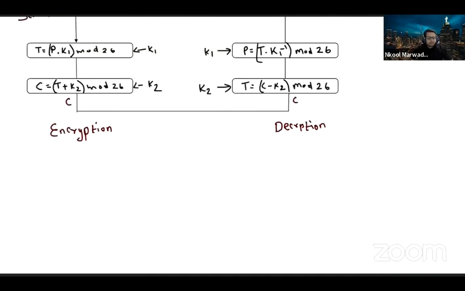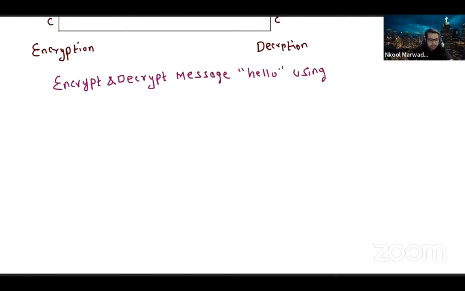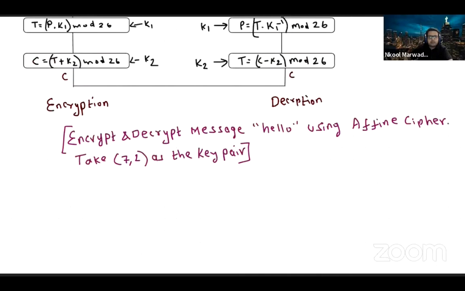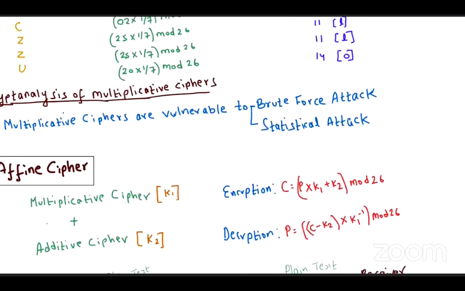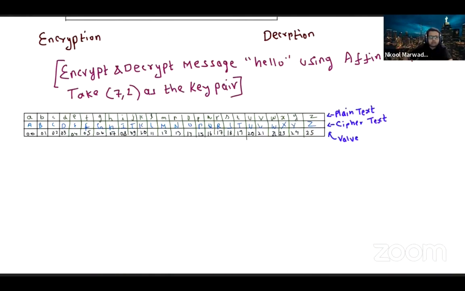Now let us look at one example. Encrypt and decrypt the message hello using affine cipher. Take 7,2 as the key pair. So let us do this. First let us copy that table, because we will be needing it. Let us paste it. Now let us do it.